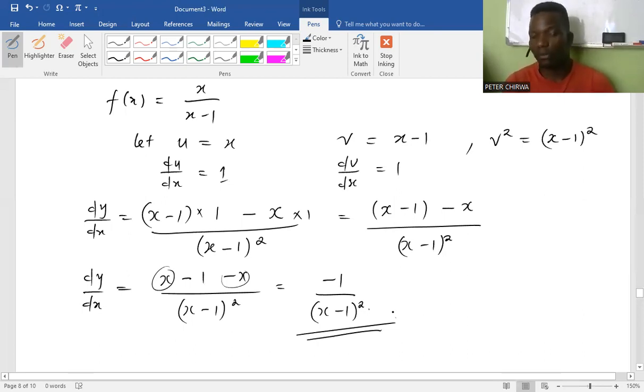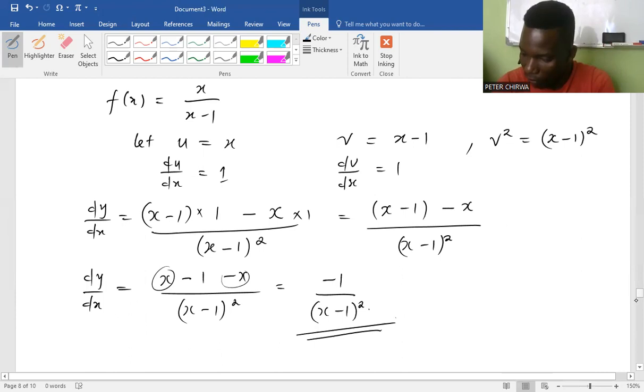So this is how we get to solve that one using the quotient rule. I think we did solve this one in the first video where we used first principle, and I think we got this one as well. So you can use the quotient rule and you get that one.